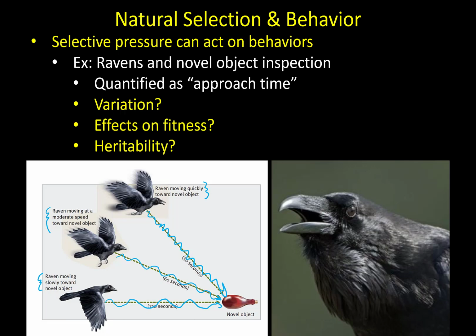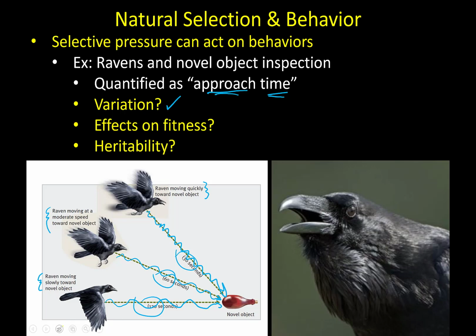We quantify these differences in behavior as approach time. These different birds have different approach times. 30 seconds for the fast bird, 60 seconds for the moderate. That's 120 seconds for the slow-moving bird. So we need to ask a few questions about this behavior if we're going to put this in a natural selection context. First, is there variation for this trait? Absolutely. There's variation for approach time. Different birds approach at different speeds. All right. Now, is there an effect on fitness if you have different approach times?